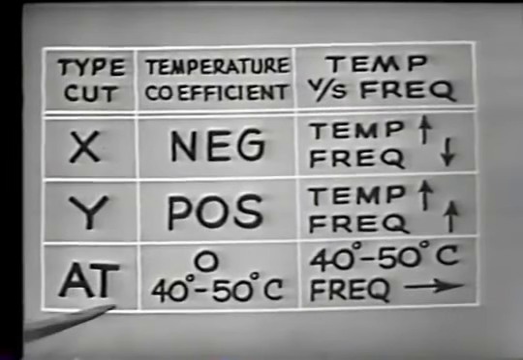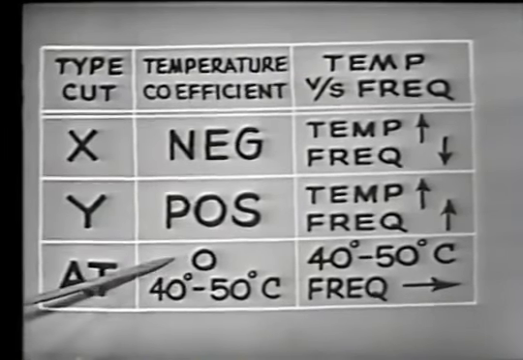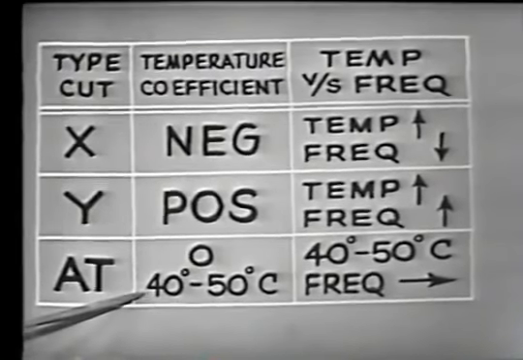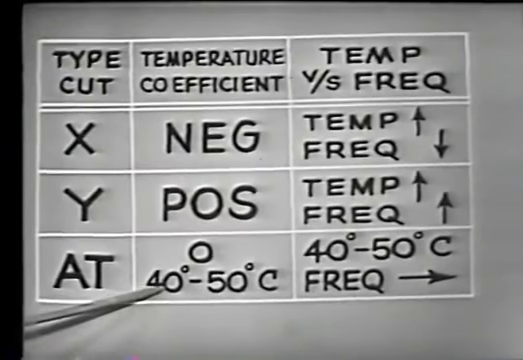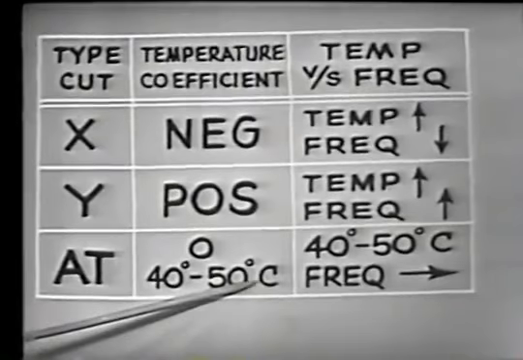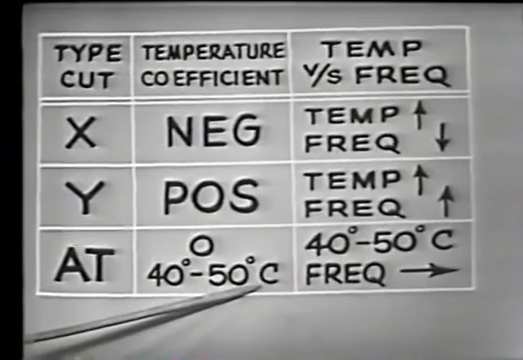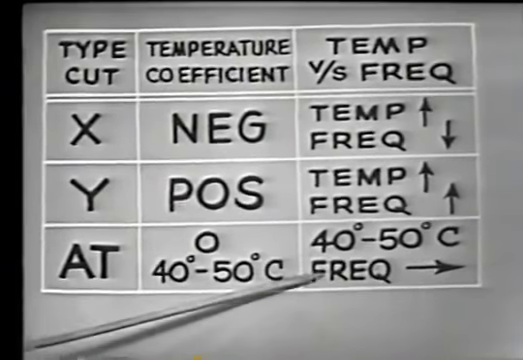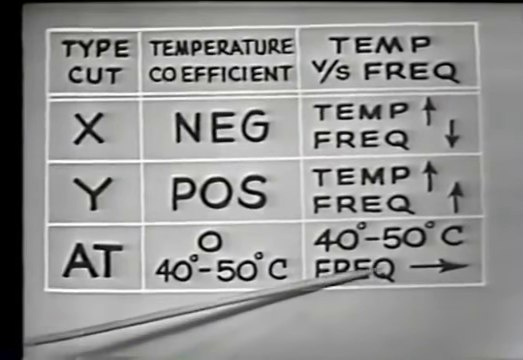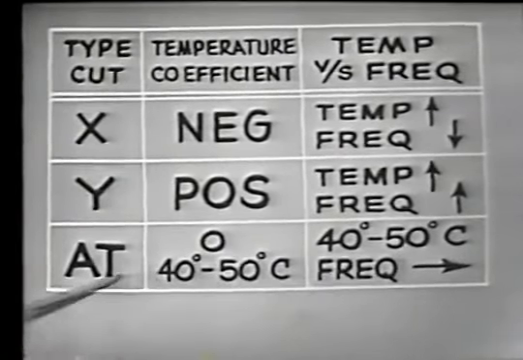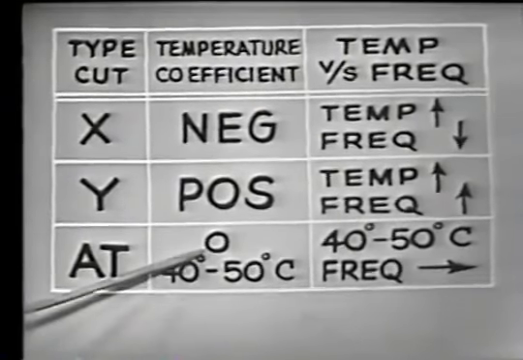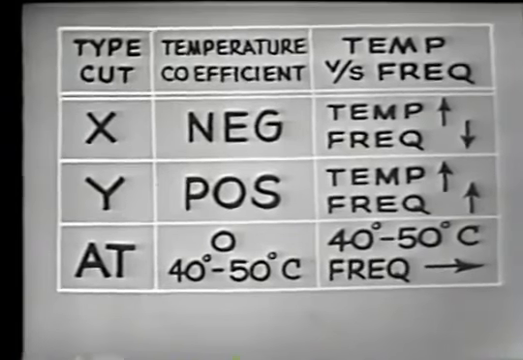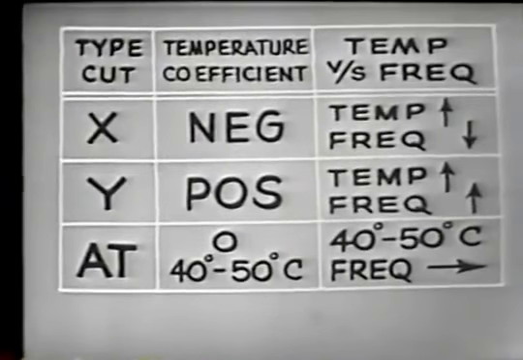The AT-cut crystal has a 0 temperature coefficient. That is to say, as long as the temperature ranges between 40 to 50 degrees centigrade. Remember, as long as the temperature is within this range, the frequency of oscillation will remain the same. Then the AT-cut has a 0 temperature coefficient. Now, at this time, you should complete the chart in item 7 of your TVI guide.